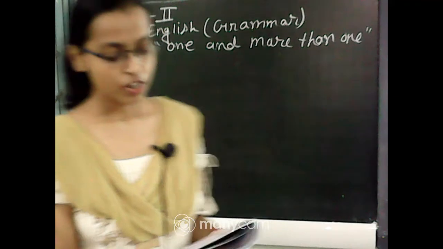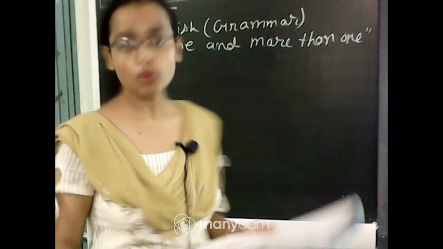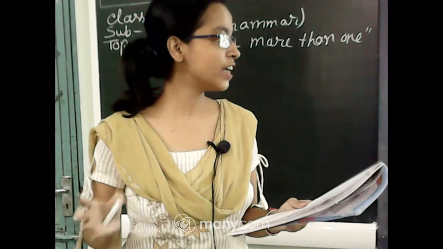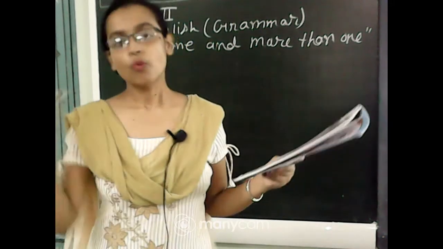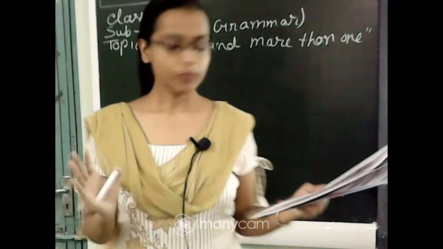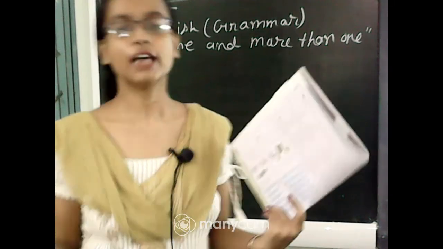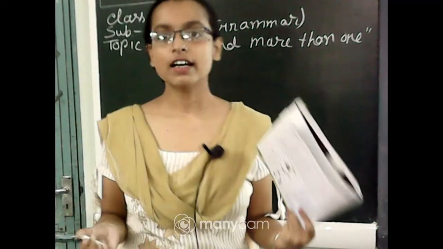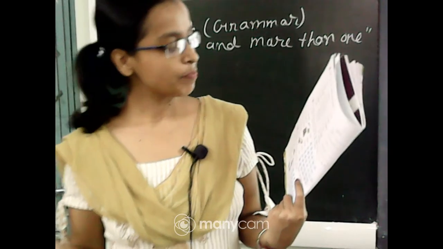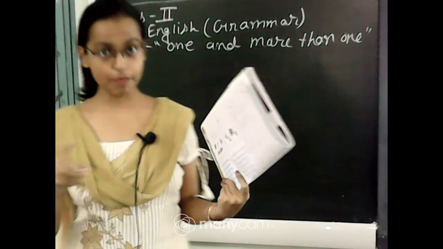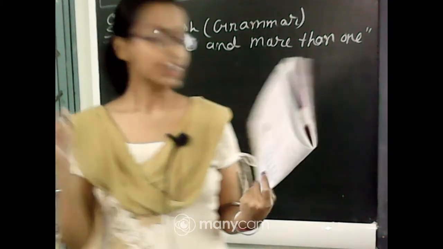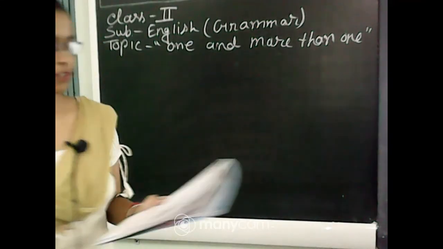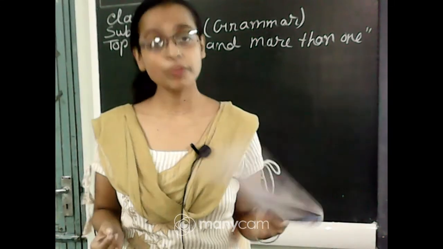So we all know what is one and what is more than one, and how we can make more than one from one. We have learned various processes, like we need to add s, we need to add es, we can transform the f part with ves, then the y part with ies. So we have learned many things from the previous classes.